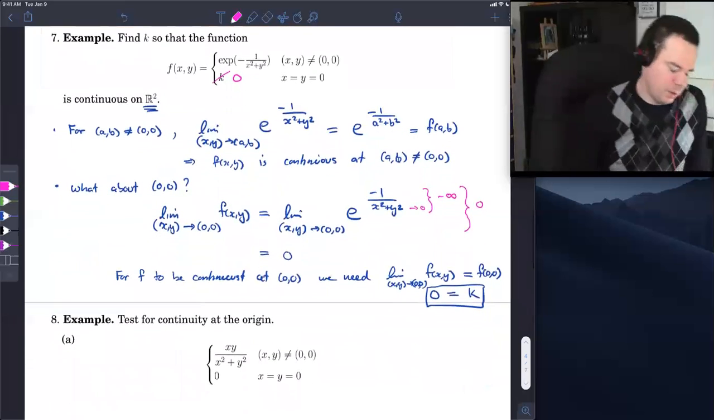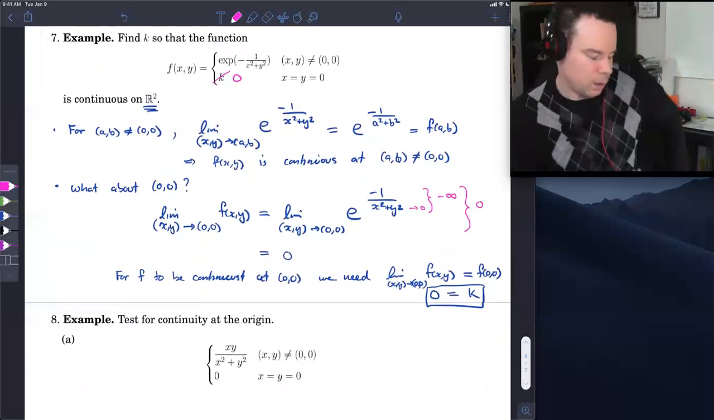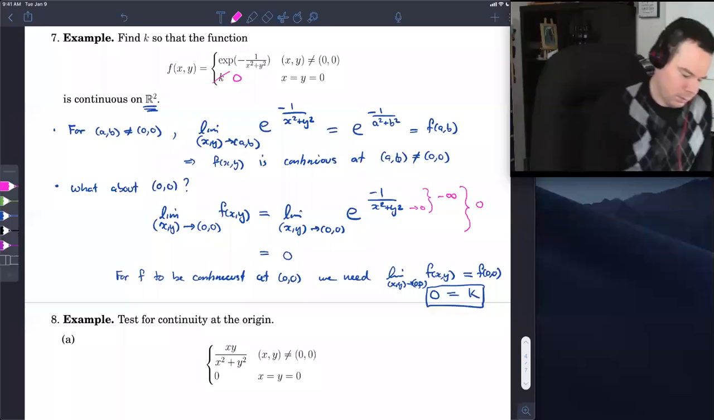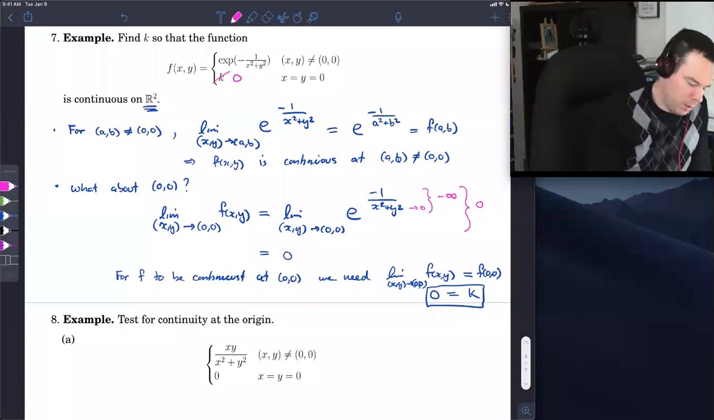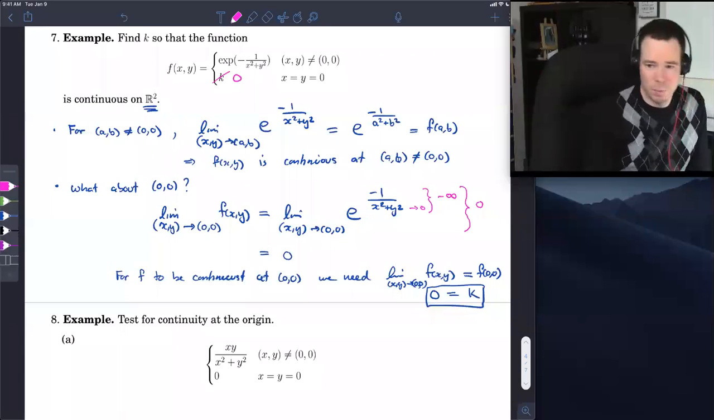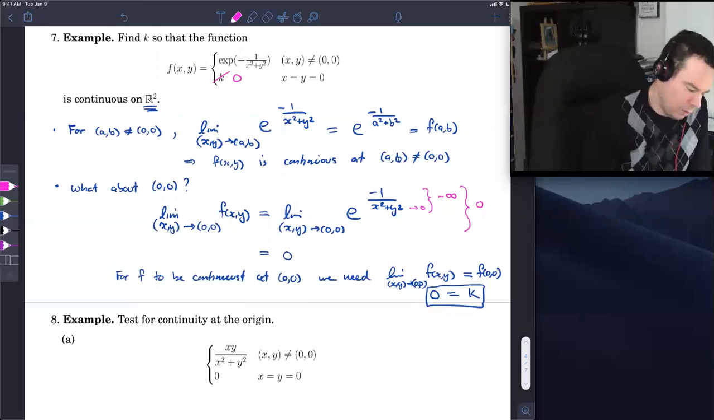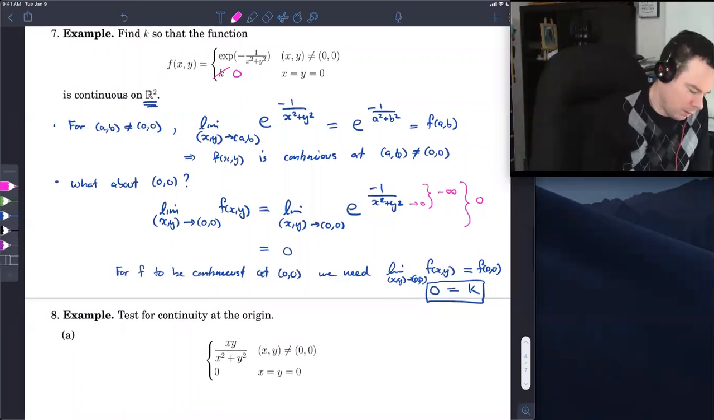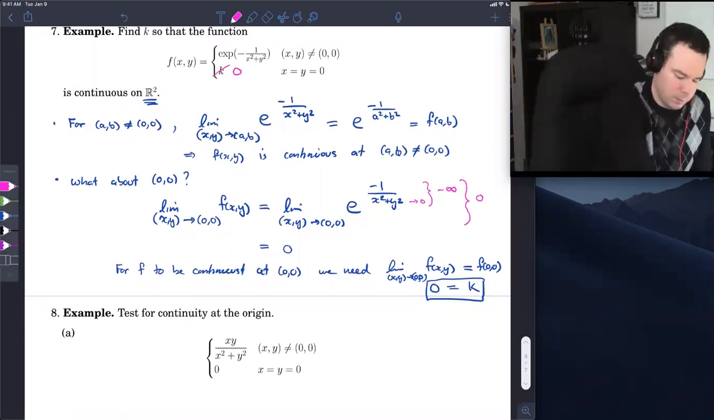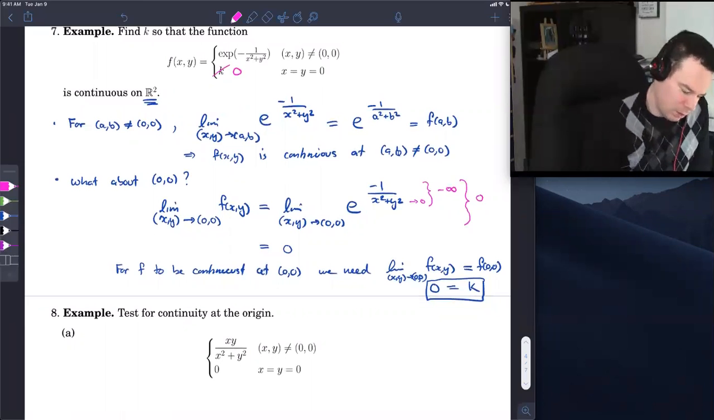Okay, so that was very similar to the kinds of questions we did in Calculus 1. Redefine a function at a single point and do it in such a way that it's continuous, or piece two functions together and do it in such a way that it's continuous. And then we just had to find the limiting value of the function and the function value and make sure they were the same.